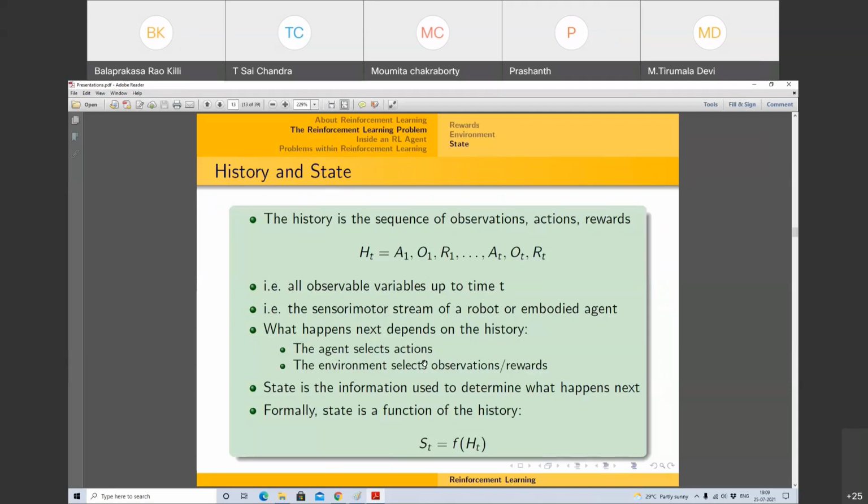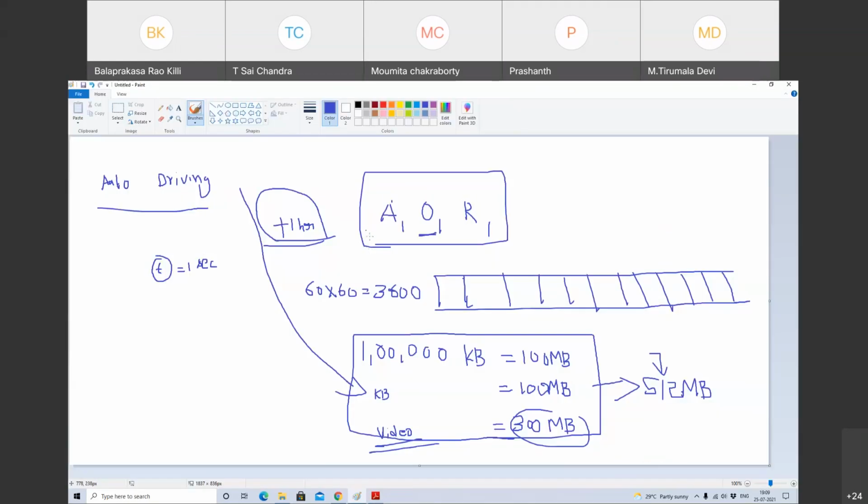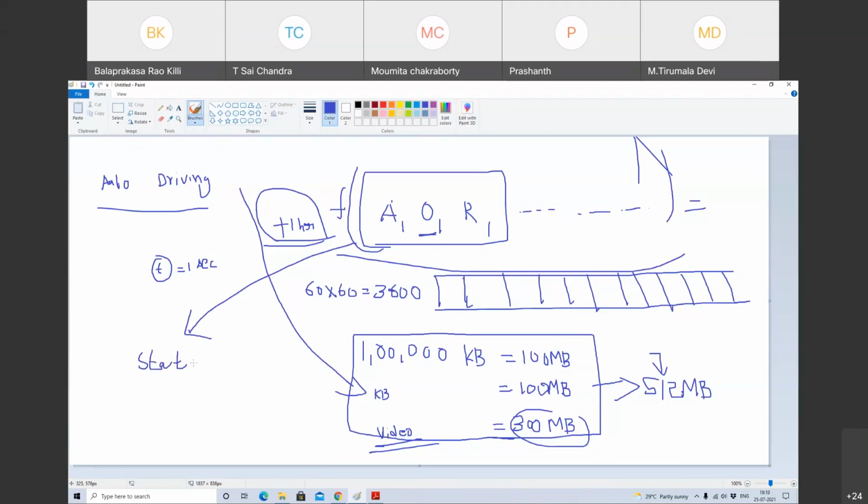History is good, but it is not useful directly. The solution is to use another notion called state. What is the state? State is a function of history. Everything that is required to decide your next action will be encoded in the state. So state is a compact representation of history.